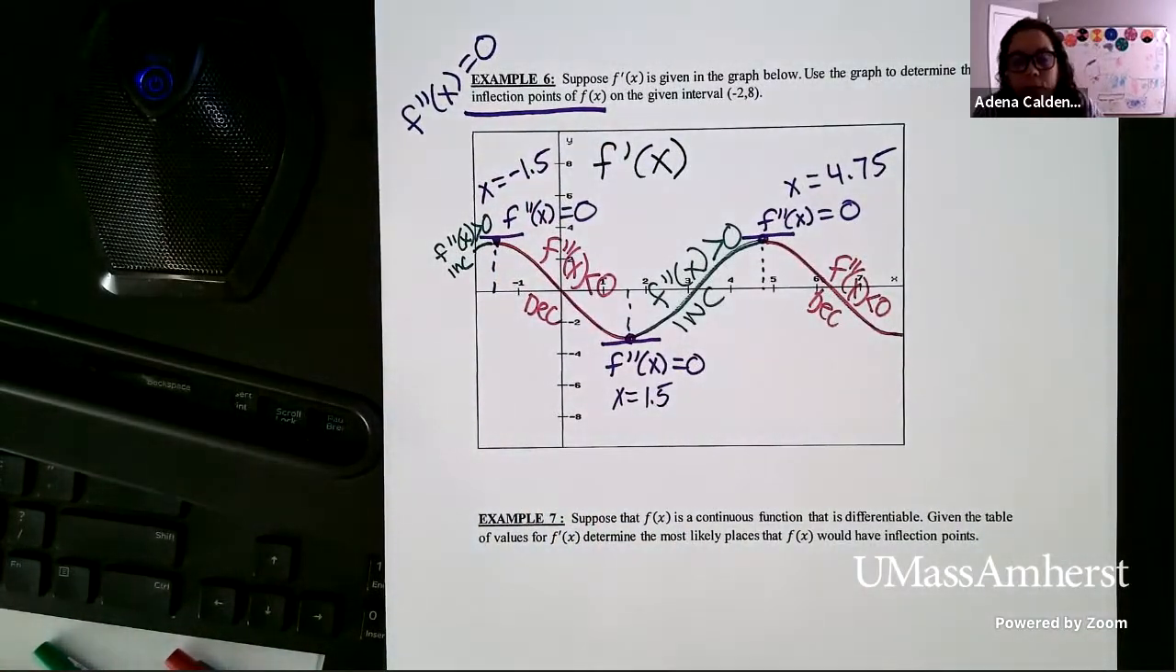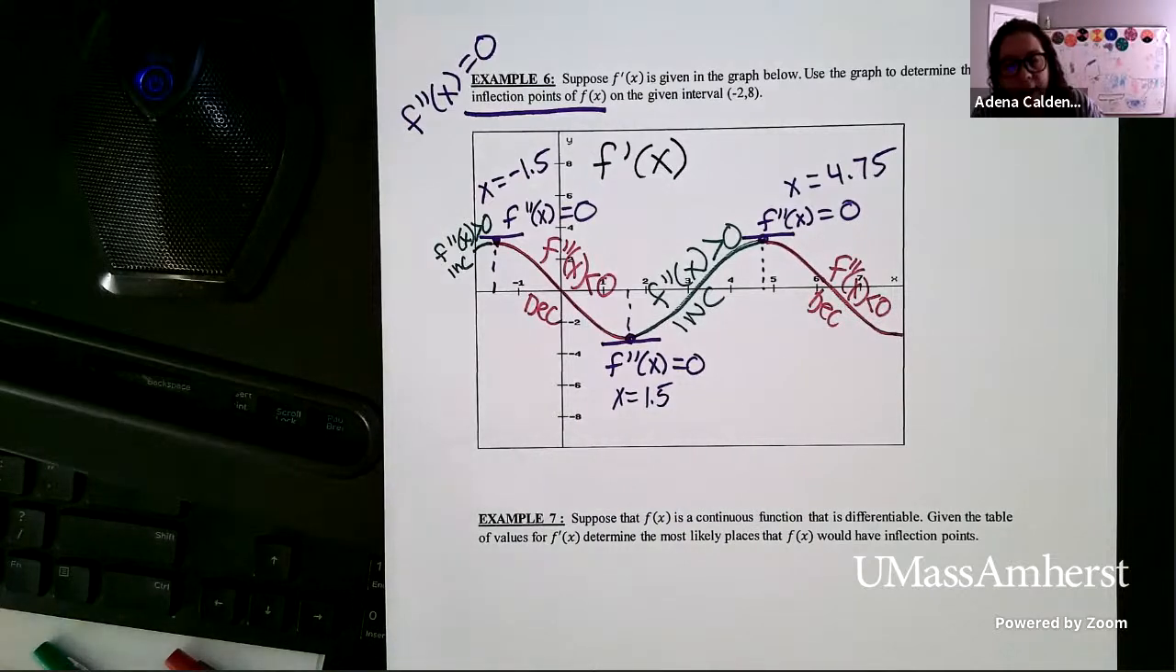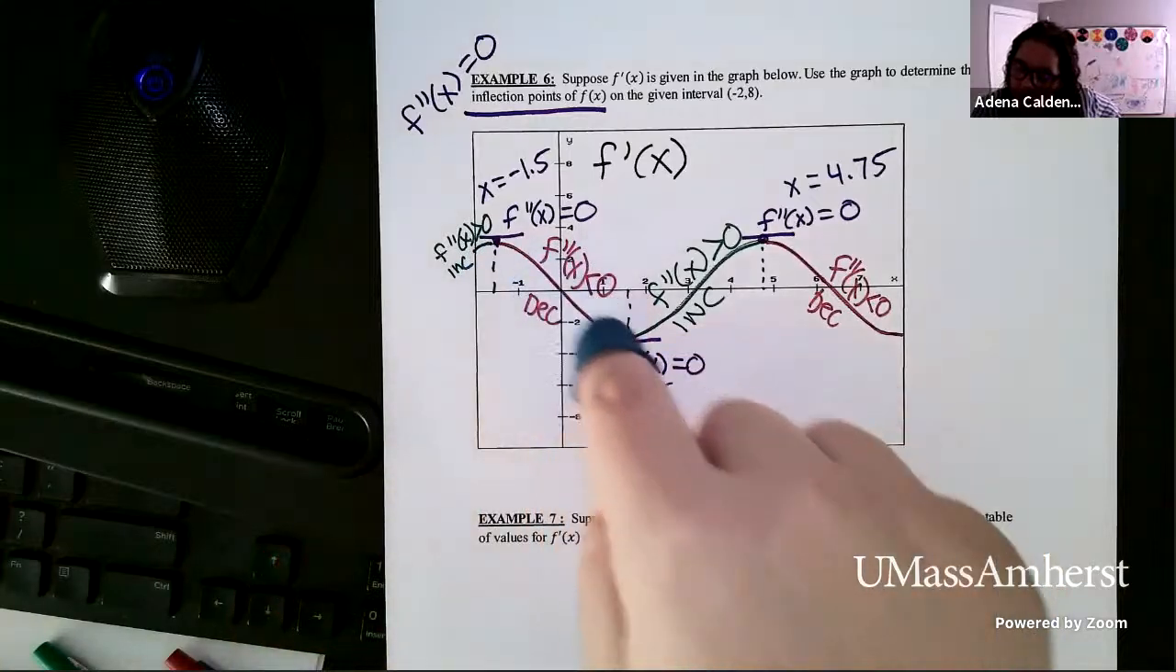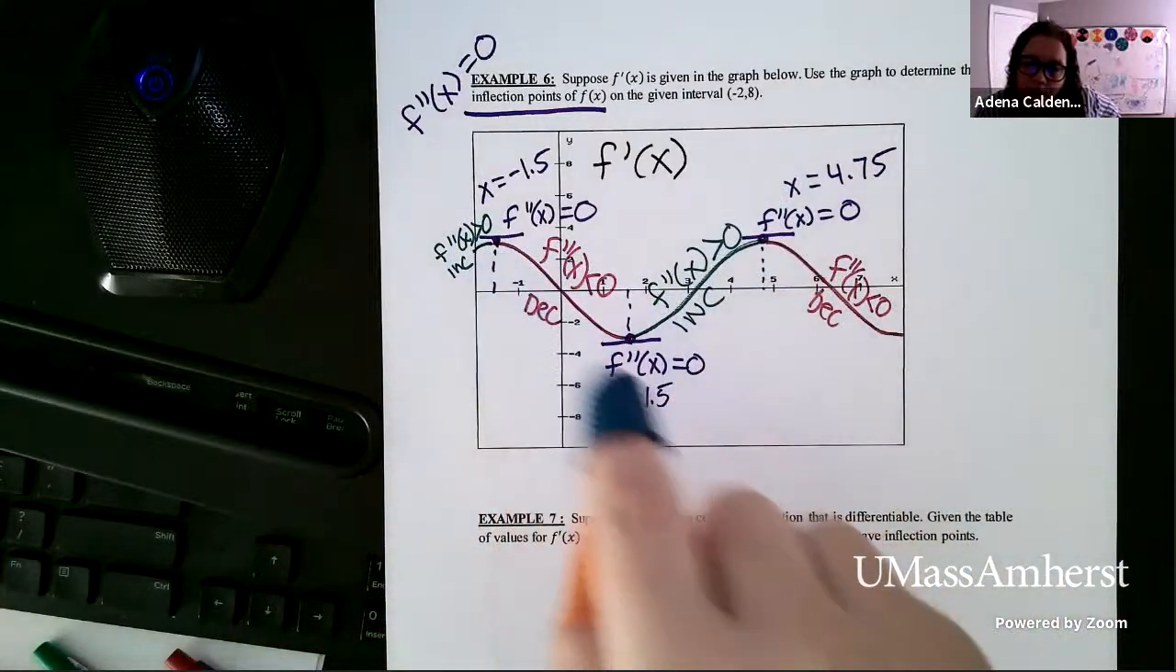Okay. And remember, we're always asking, is it actually an inflection point? Well, we know it is because our second derivative is changing signs around our inflection point, right?